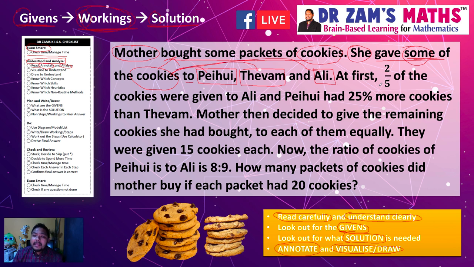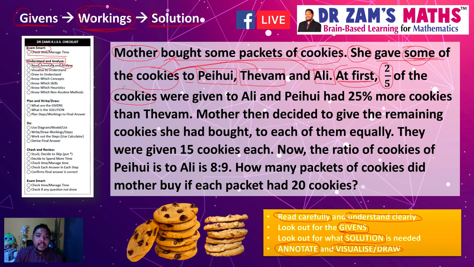Alright, then the next sentence is at first. Okay, at first. So when you look at the word here, first, at first, that means they are trying to tell you a certain process is happening, right? So it's very important for your child to understand this, right? Because there are certain words or keywords in the problem sum that are trigger words to let your child know, or rather let you know, what problem sum strategies to employ, right? So at first, 2/5 of the cookies, right?